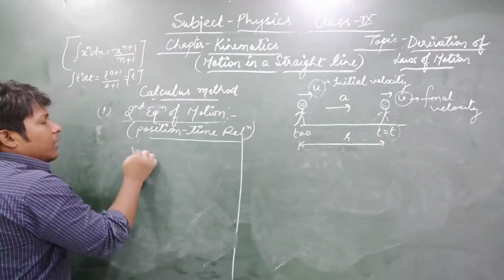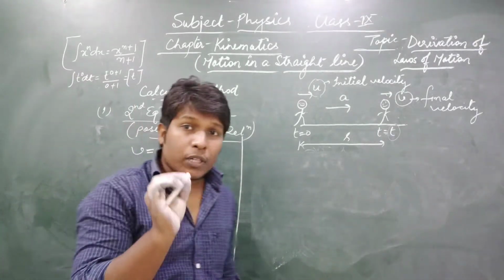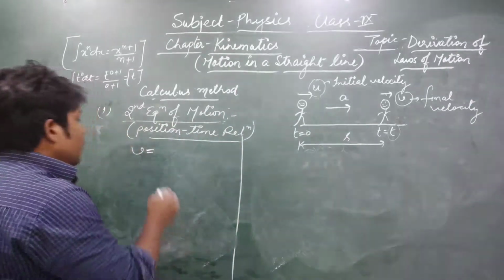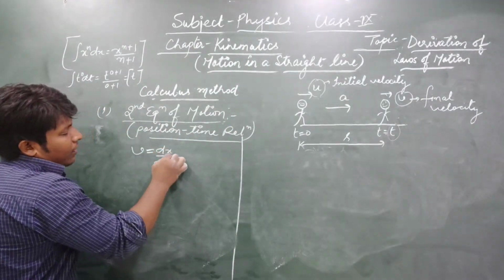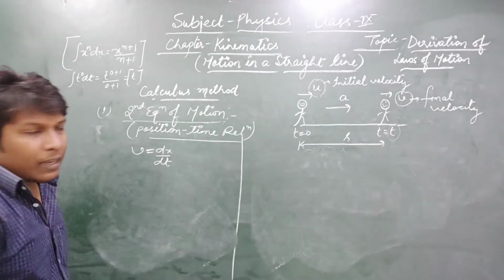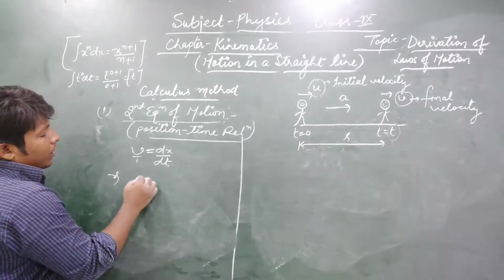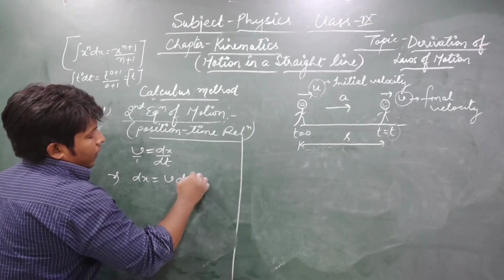So from the definition of velocity, what is velocity? It is the rate of change of displacement. Rate of change of displacement. So v is equal to dx by dt. Again cross multiply it. So you will get dx is equal to v dt.